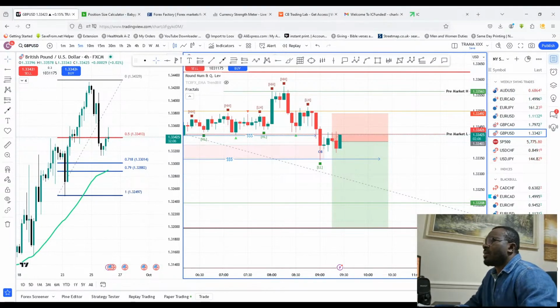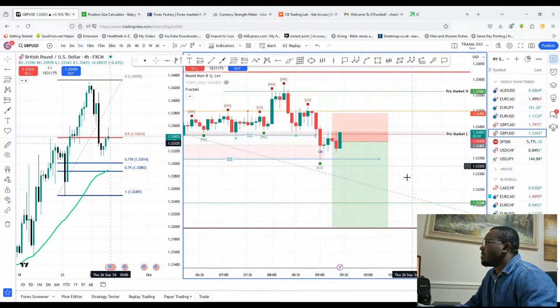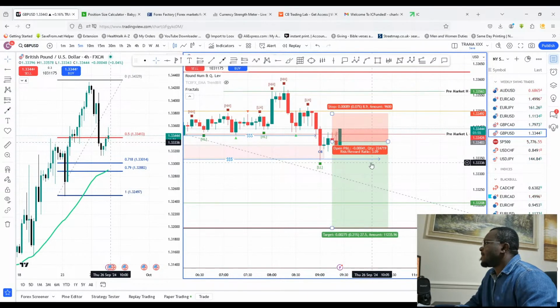Now we can see price is struggling there. I've not entered yet because I don't like the way the candle is pushing, so I'm just waiting. Yeah, it's a trap also.